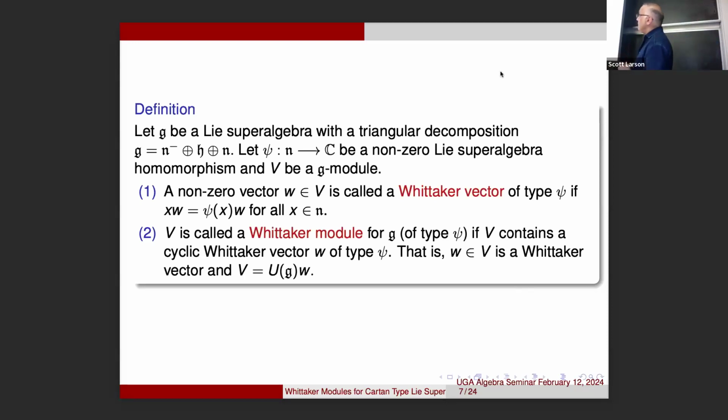Again, what's a Whittaker vector? A Whittaker vector in a G-module M is a vector v such that x v equals psi of x times v, for all x in N. And then what's a Whittaker module? It's a cyclic module generated by a Whittaker vector. Exactly the same definition. But these algebras have interesting triangular decompositions. They are not quite symmetric, so it creates a problem to state things for arbitrary triangular decompositions. You have to fix some kind of triangular decomposition and stick to it to get some results.